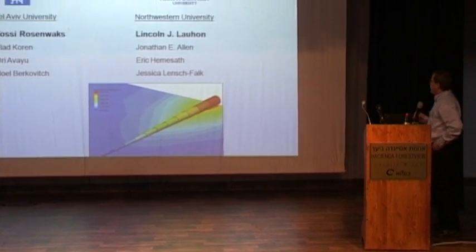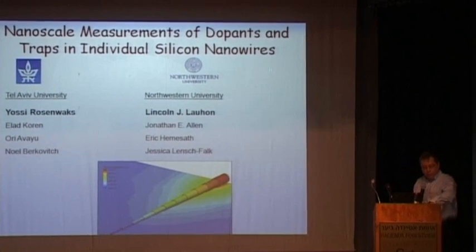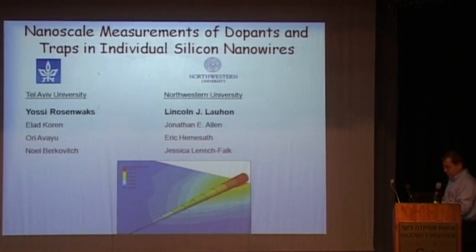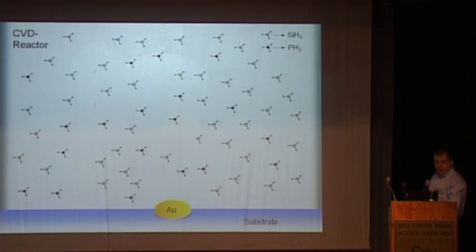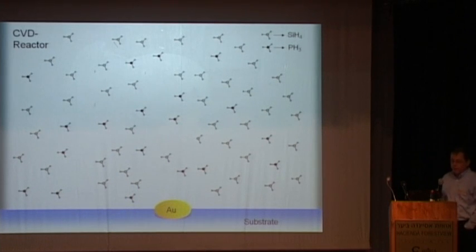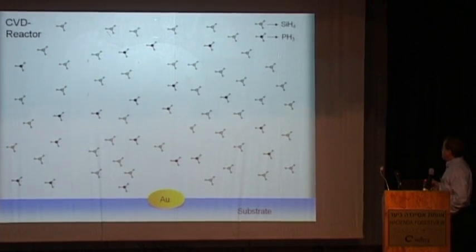As you can see, this is a collaborative work between our group and the group of Lincoln Lauhon from Northwestern, who grows the wires. And the issue that I'm going to describe here is related to nano-characterizations. One of the main problems in characterizing nanowires is how to measure and quantify the dopants inside a nanowire. And what you can see here is the schematics of the most popular way to grow nanowires.